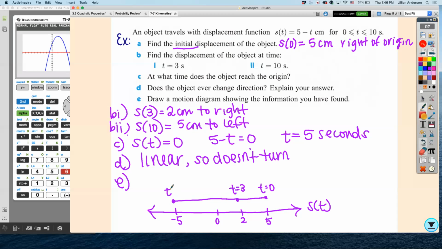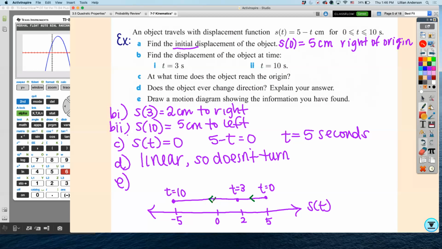But it's still a line. The thing is, it doesn't change direction. It's still heading technically to the left over time. Because it starts here, heads to the left after 3 seconds, and at 10 seconds is still heading towards the left. Make sure that you do include arrows to indicate the direction in which it's heading.